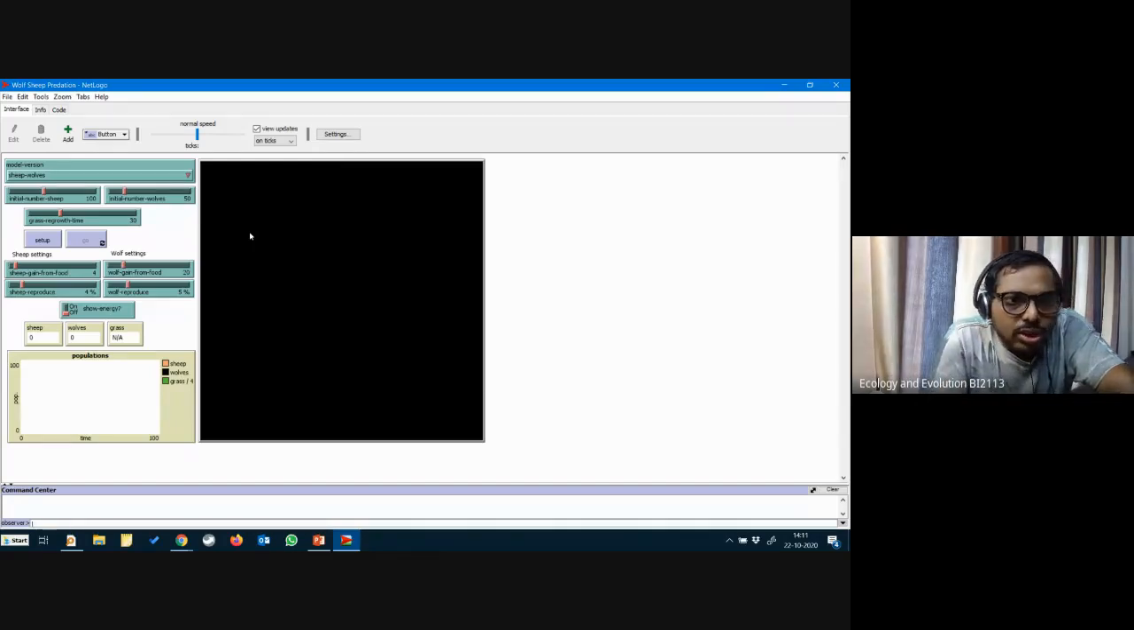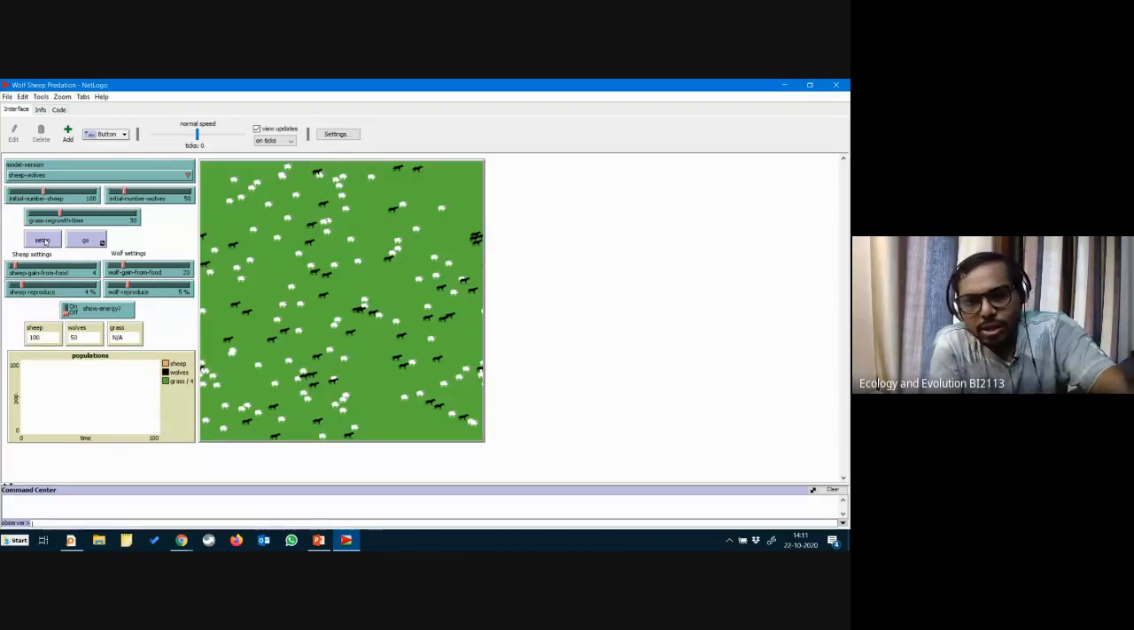Now, in order to start the simulation, you need to press this button, setup. Okay, so as soon as you do that, you see that these white ones are sheep, the black ones are wolves, and they have initiated with some initial number of sheep, which has been set over here, and some initial number of wolves, which has been set over here. Okay, and now all you need to do is to press go.